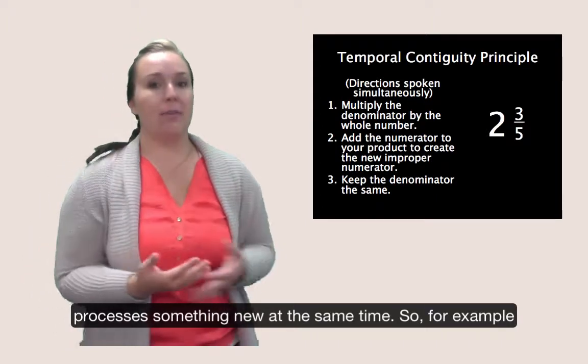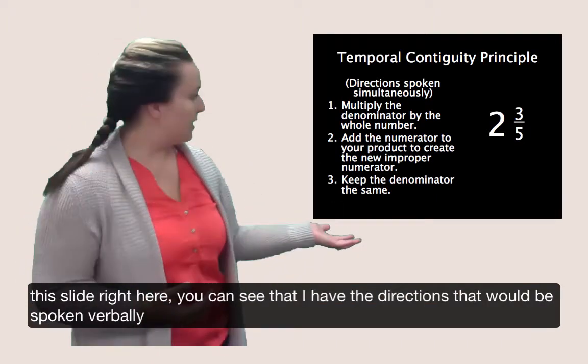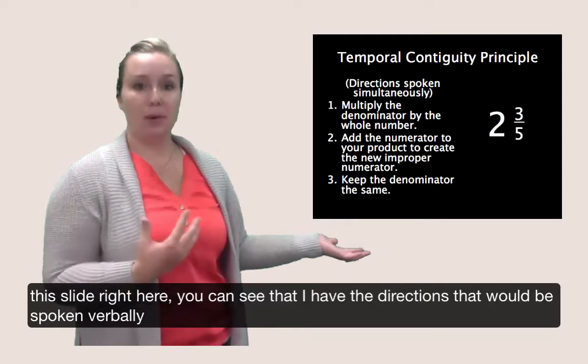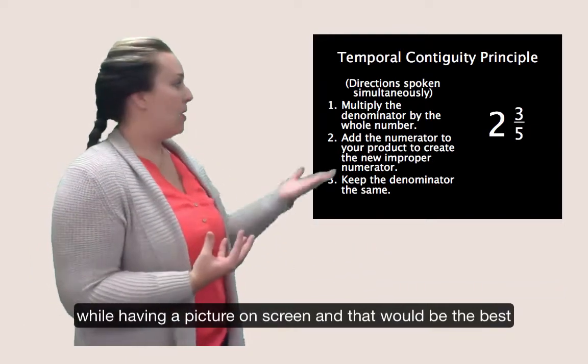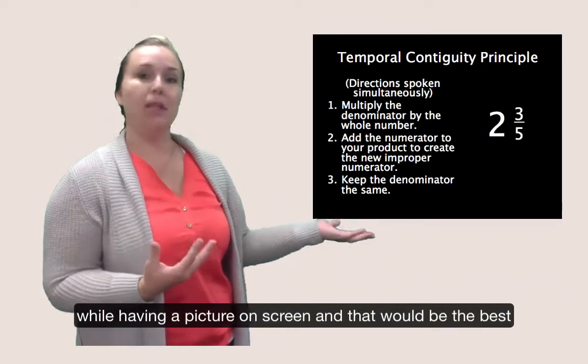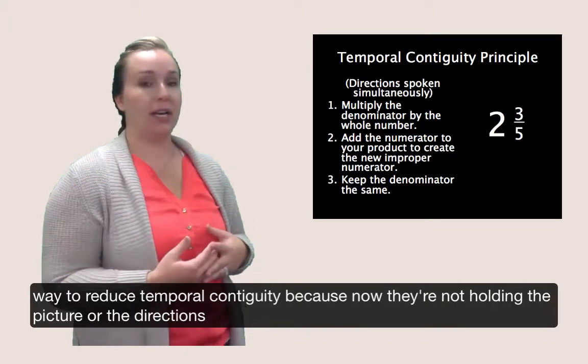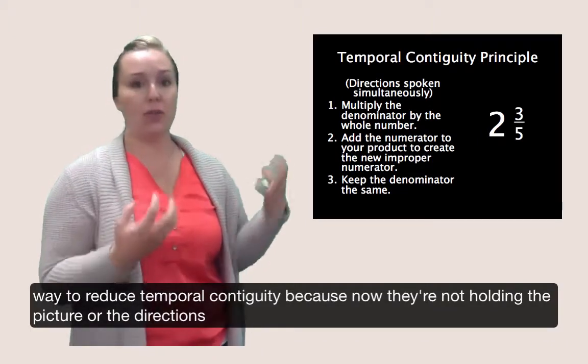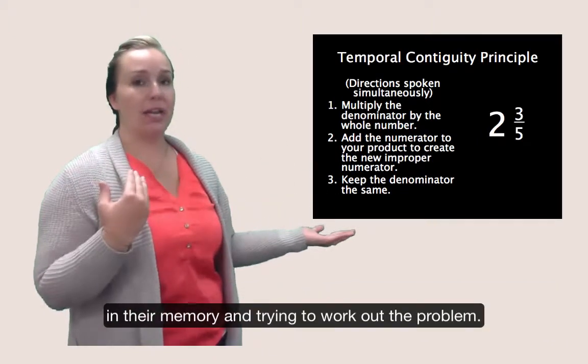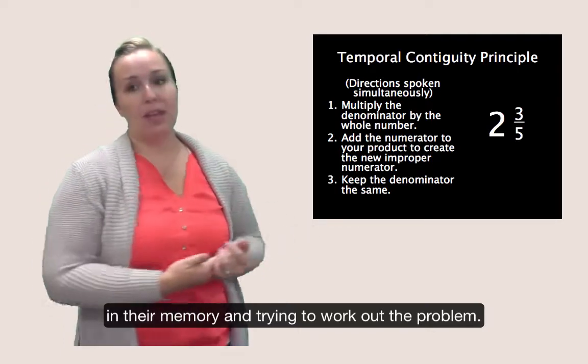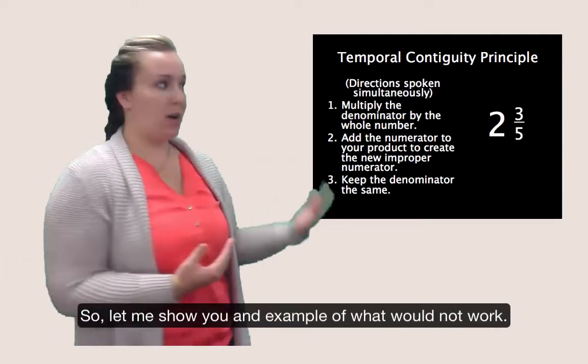So, for example, this slide right here, you can see that I have the directions that would be spoken verbally while having a picture on screen. And that would be the best way to reduce temporal contiguity because now they're not holding the picture or the directions in their memory and trying to work out the problem. So let me show you an example of what would not work.